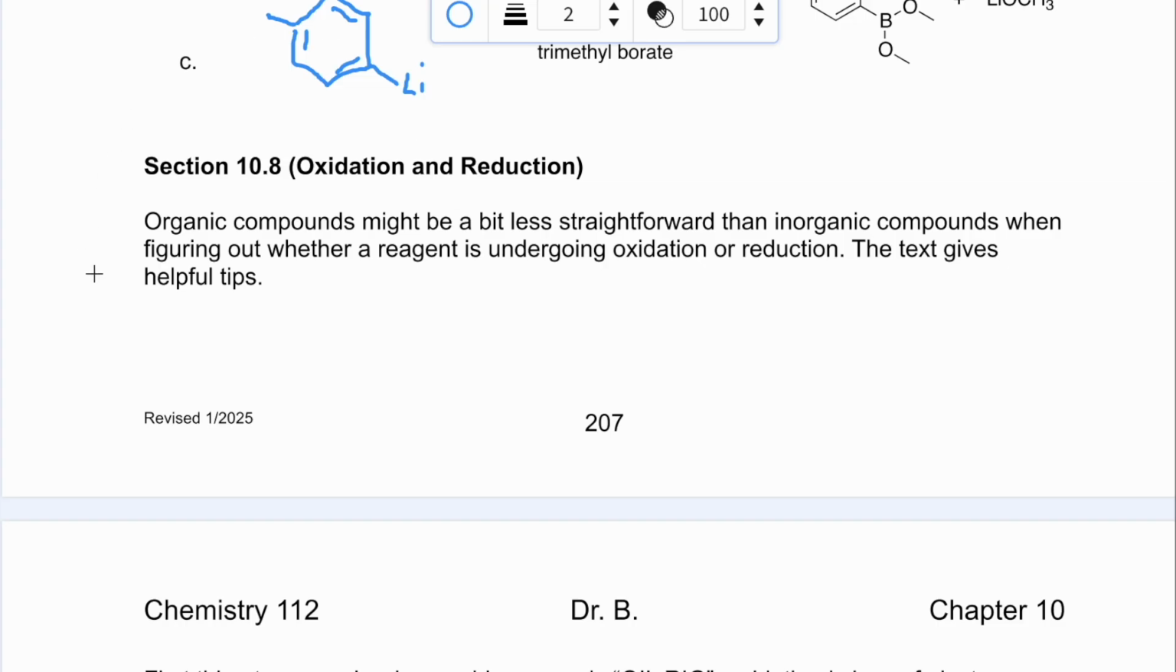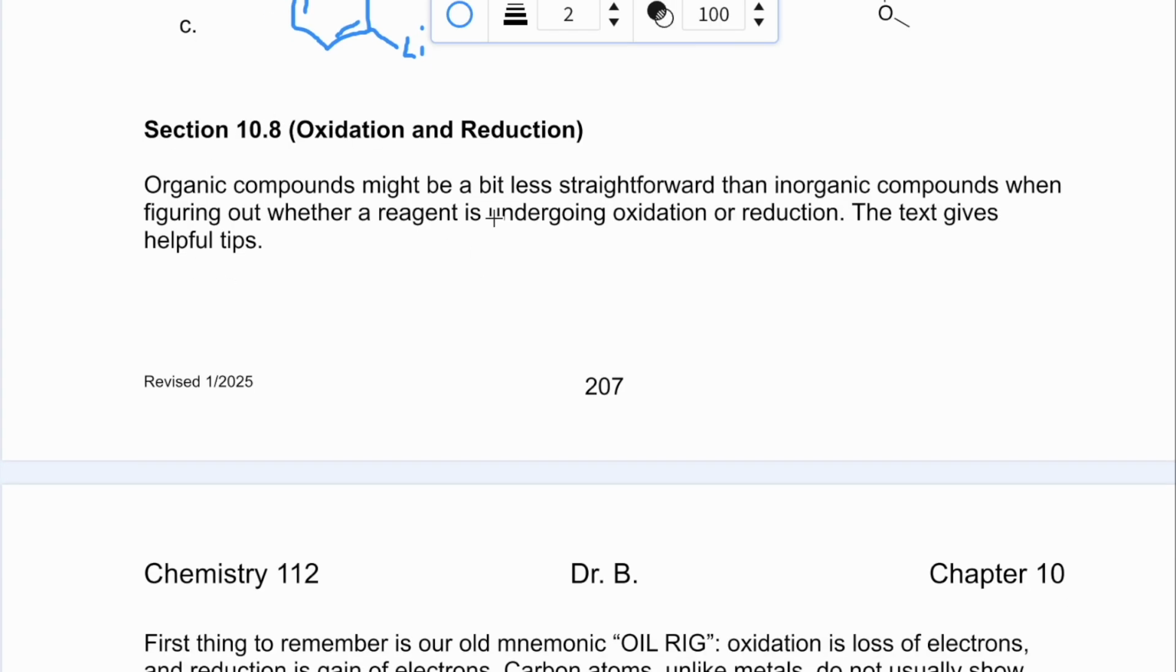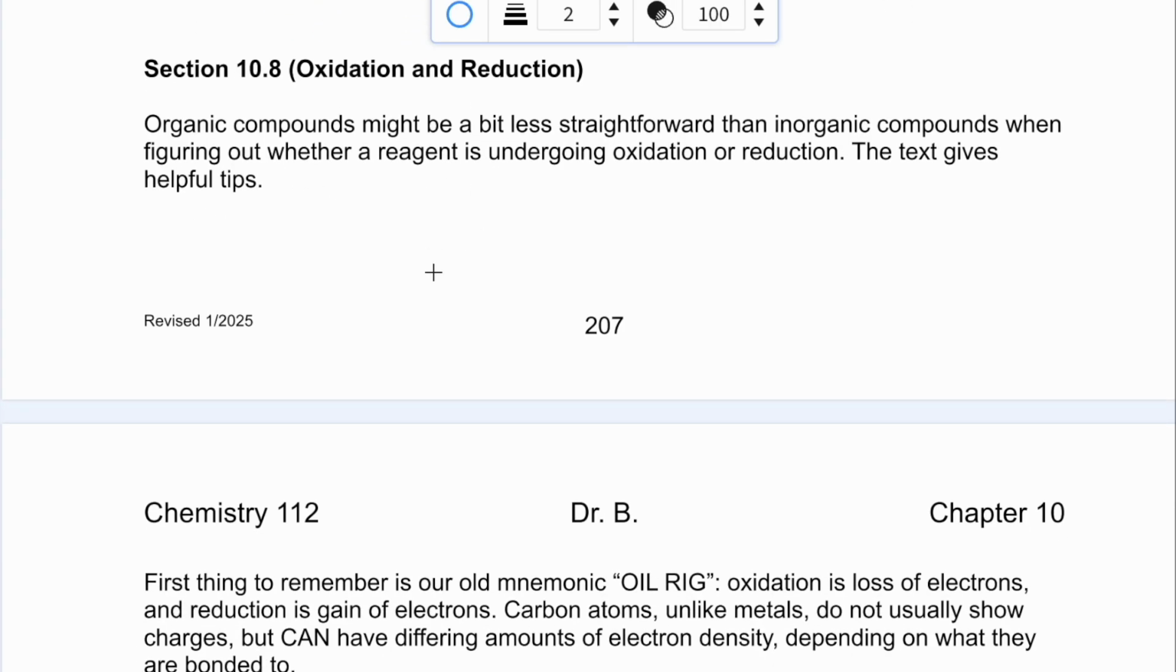The last section in this chapter talks about oxidation and reduction, how to tell whether an organic compound is becoming more oxidized or more reduced. In inorganic chemistry, if you see the charge on a metal going up or down, it seems easier to do a counting of the electrons. For organic compounds, there are not as many times that the carbon has an actual charge on it, so you have to look a little bit more closely to figure out whether an oxidation or a reduction is taking place.